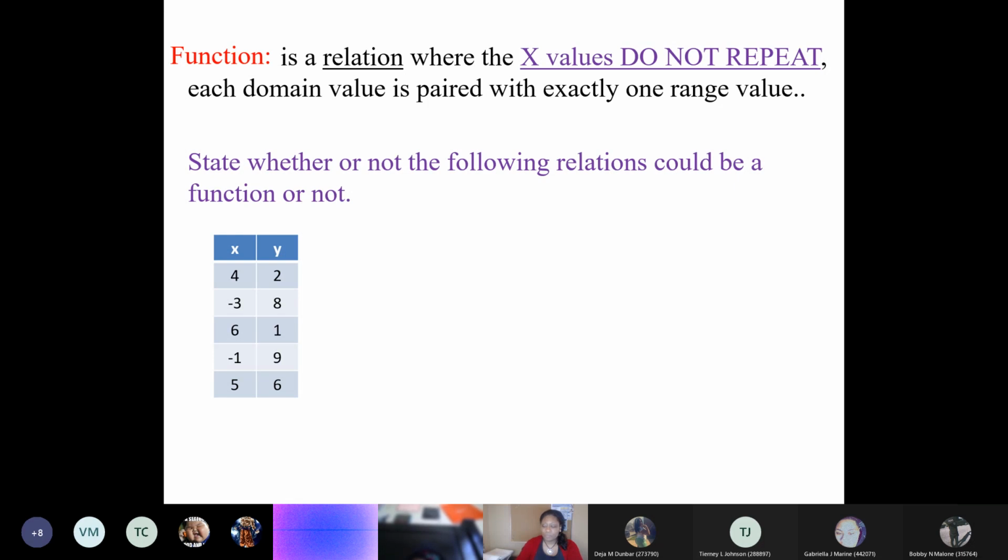Bobby, is this a function? You call me? Yep. Is this a function? Yeah. Well, how do you know? Because the x values don't repeat. That is correct. What about this black table here, relation? Amaya, is this a function?